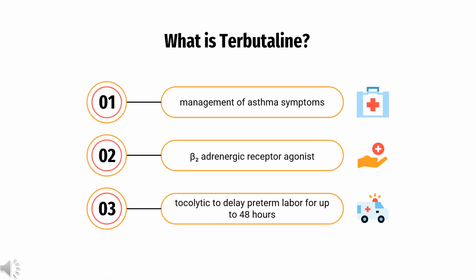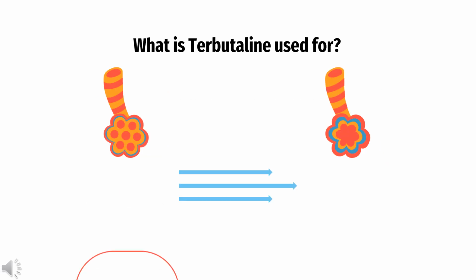What is terbutaline? Terbutaline, sold under the brand names Bricanyl and Marex among others, is a beta-2 adrenergic receptor agonist, used as a reliever inhaler in the management of asthma symptoms and as a tocolytic to delay preterm labor for up to 48 hours. It was patented in 1966 and came into medical use in 1970. It is on the World Health Organization's list of essential medicines.